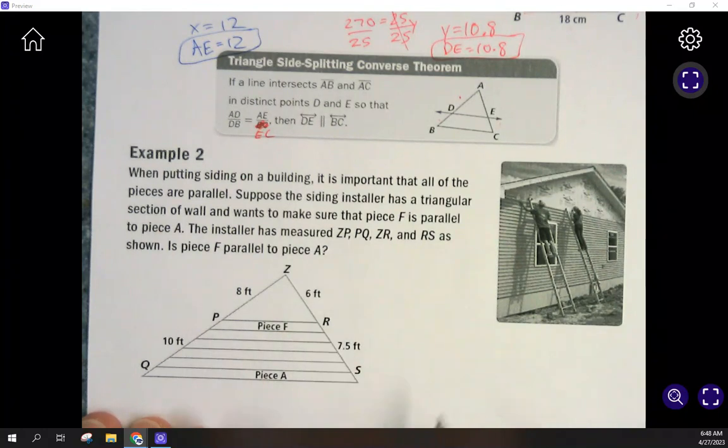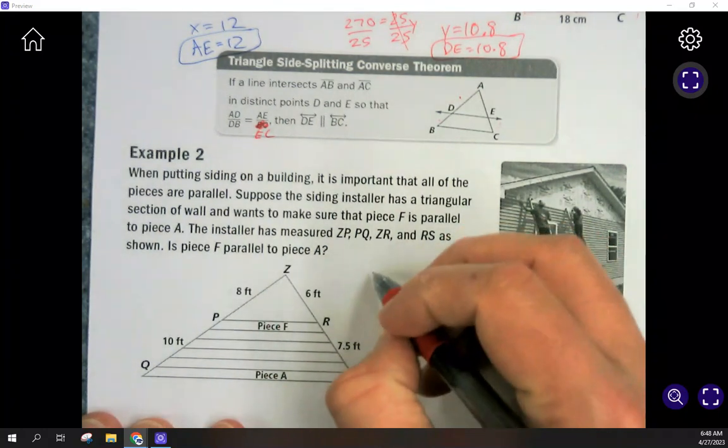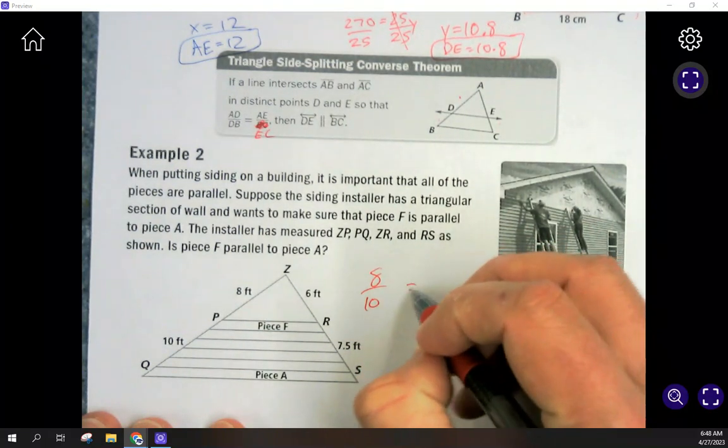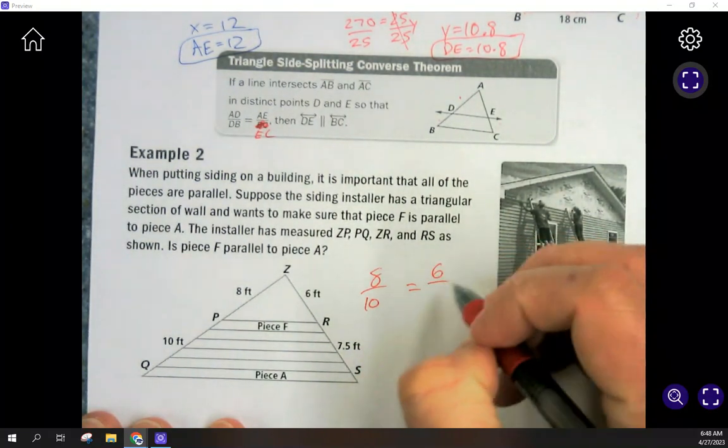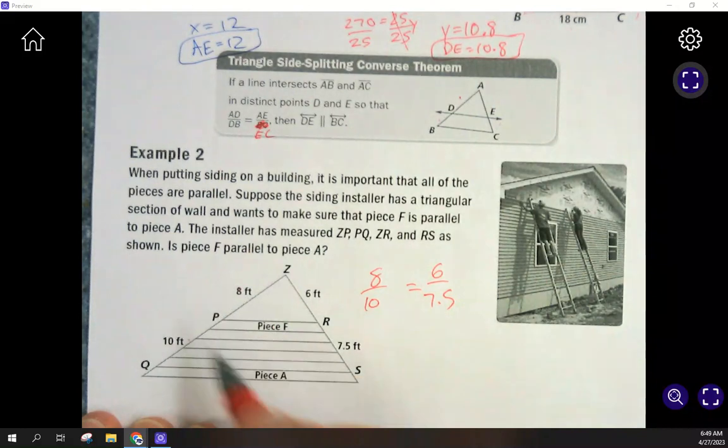Up here in this triangular region, he's picked points across here, and he thinks the line he's drawn across here is parallel. And so he's measured these distances, and as long as these are proportional, if 8 compares to 10, the same way 6 compares to 7.5, he can guarantee that these pieces are actually parallel to each other. All right, so all we have to do here is check and make sure that this works. So 8 over 10 has to be the same as 6 over 7.5. Those have to compare the same way these do, and that guarantees that this is in fact parallel.